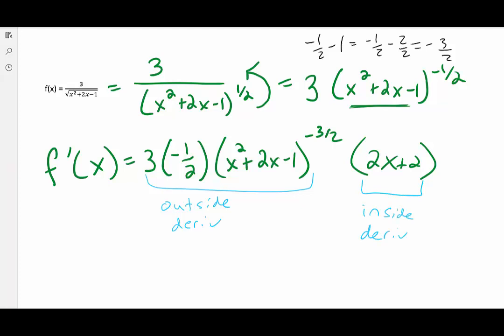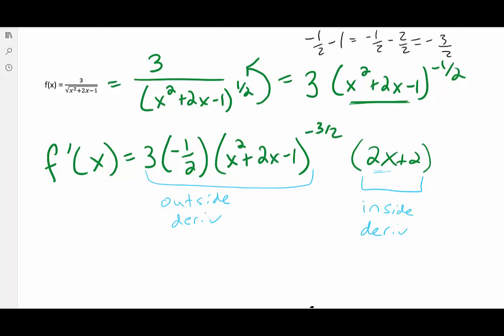Okay. So you may have a question. Are the parentheses necessary? Yes. Because if I write it like this, only the 2x is being multiplied by everything else, whereas I want the entire 2x plus 2. So yes, parentheses are absolutely necessary.